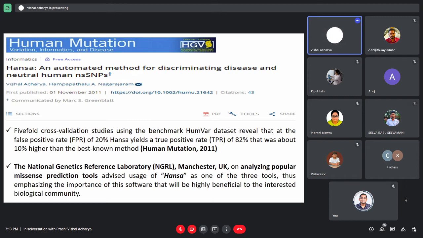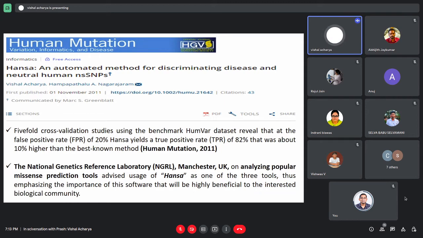This work was associated with my PhD work. The first paper from my PhD was about a software named Hansa. Hansa is a Sanskrit name. Why a Sanskrit name? Because we were thinking global and naming local. At that time, in 2010, we wanted to give an Indian name. Hansa separates milk from water, and that is what we are talking about with human mutation.